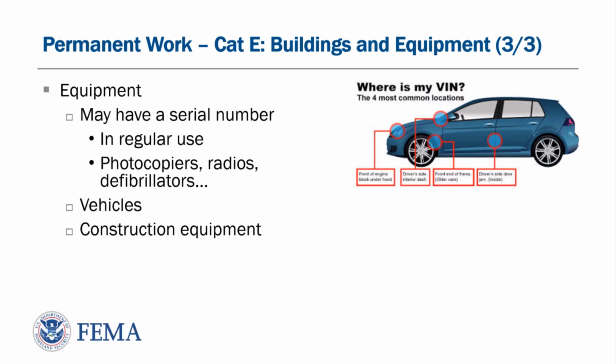Category E, equipment, includes things that may have a serial number and are used repeatedly, like photocopiers, radios, defibrillators, also vehicles, and construction equipment. Additionally, this includes things like file and data recovery, as well as research-related contents like reagents and specimen collections, and housed or exhibited items.